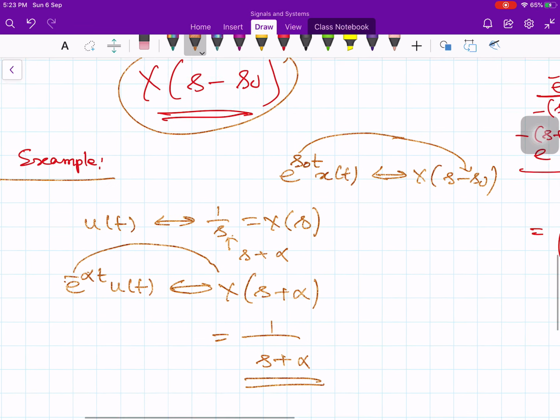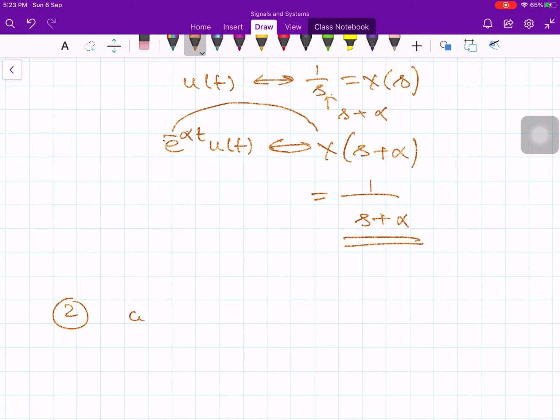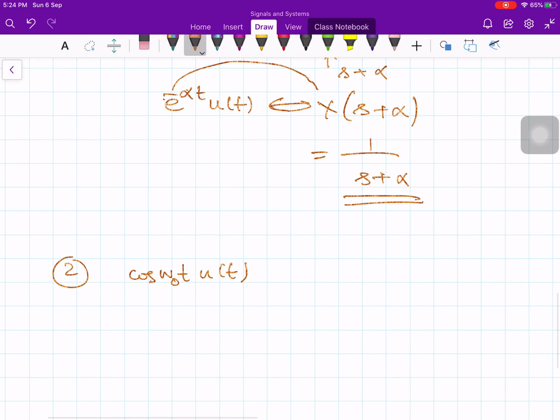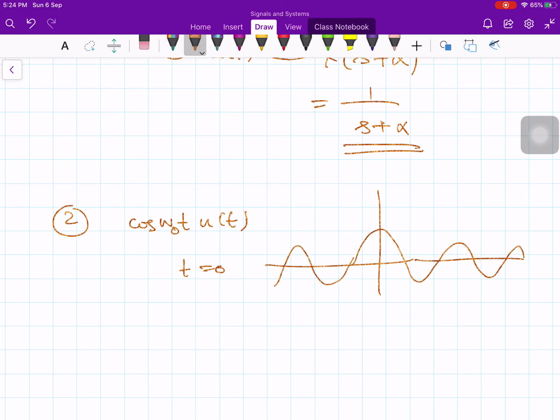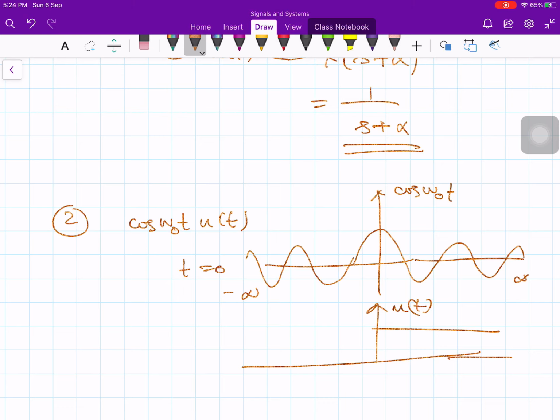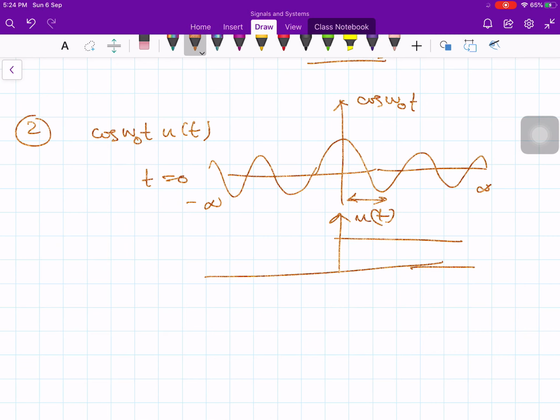Now the next one is cos omega naught t and u of t. Cos omega naught t u of t is a trigonometric function which starts from t equals 0. That means you have a cosinusoidal function that exists from minus infinity to plus infinity, but you are multiplying this function by a unit step function u of t. The fundamental frequency is omega naught and this is t naught. Now the moment you multiply, you will get this. So this is a truncated cosinusoidal function.